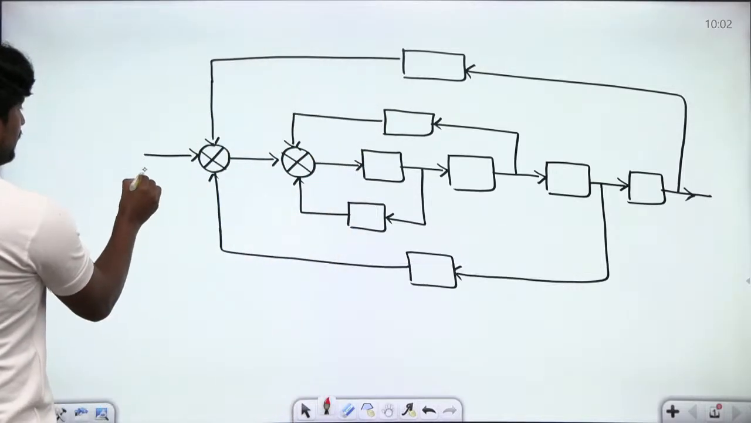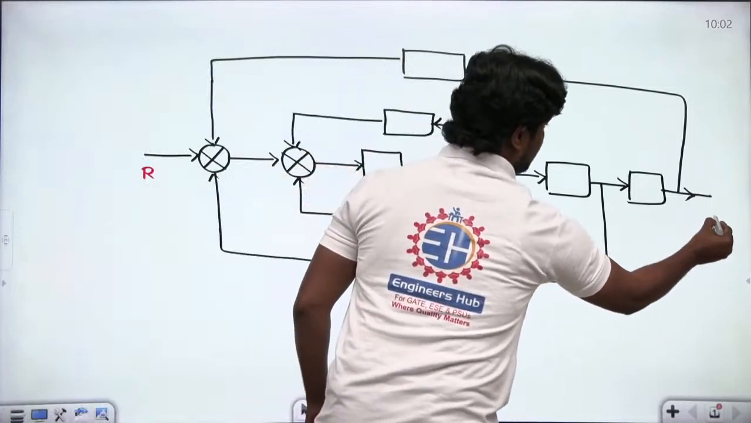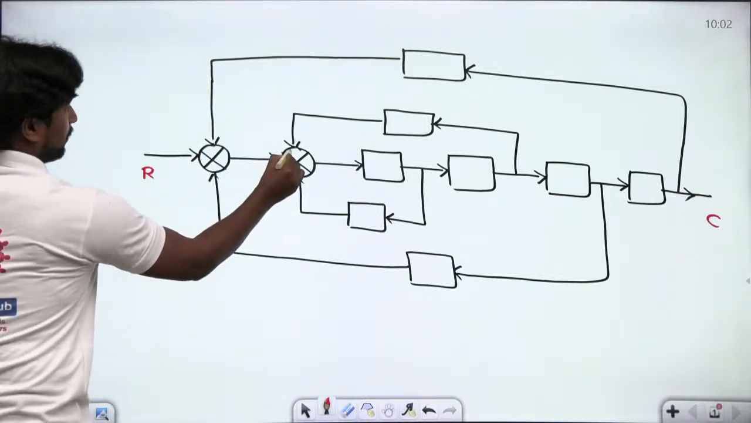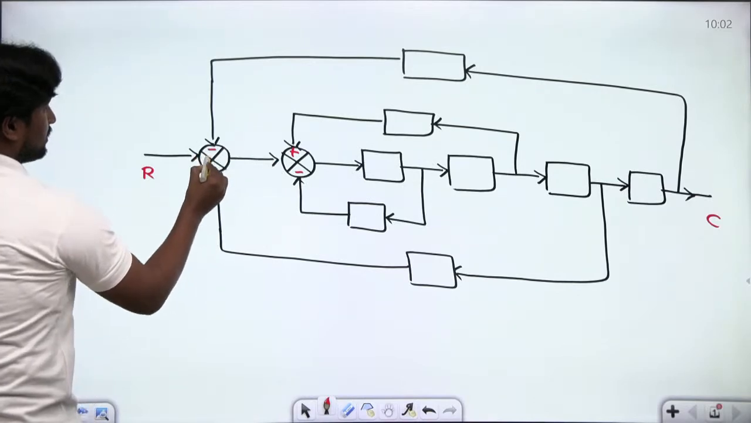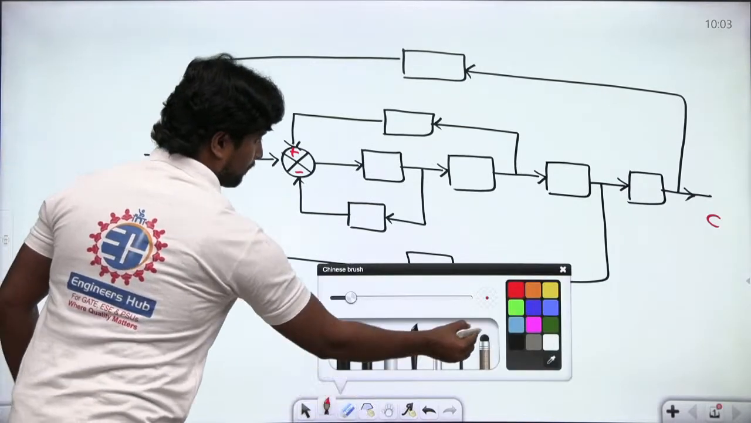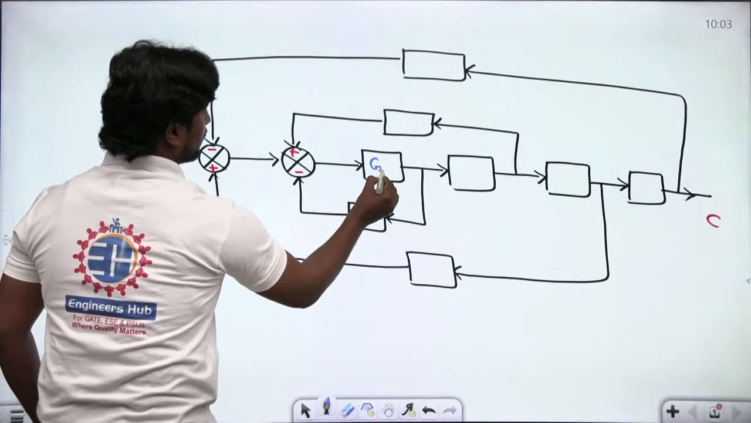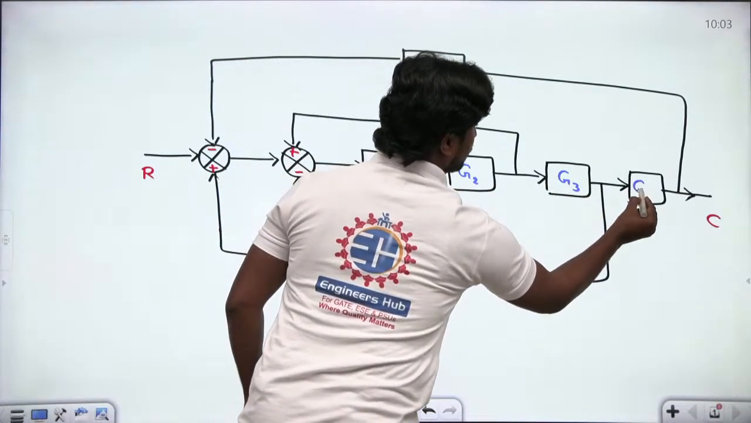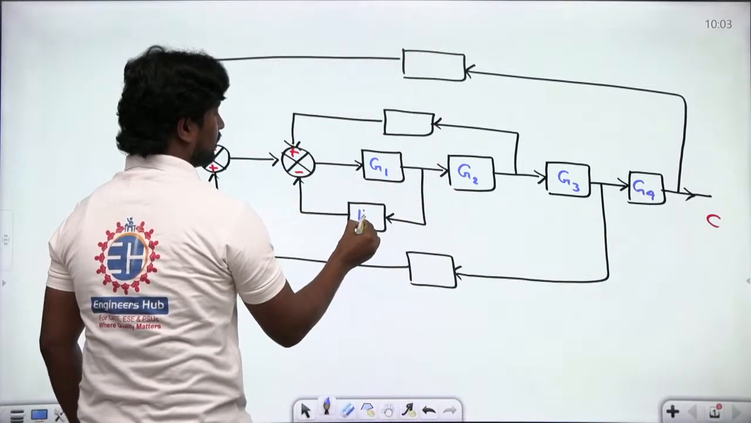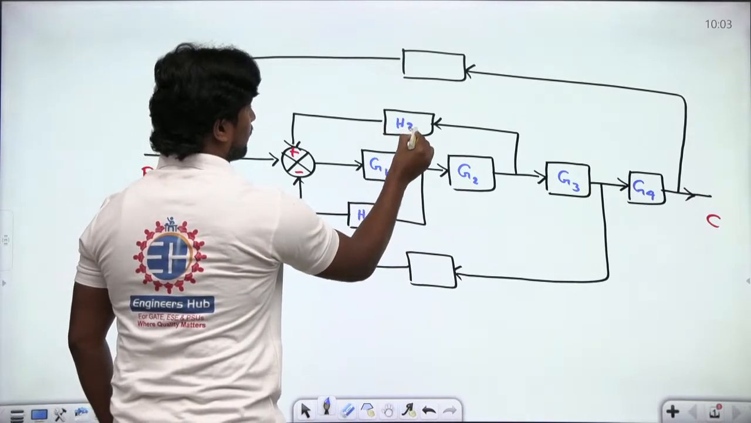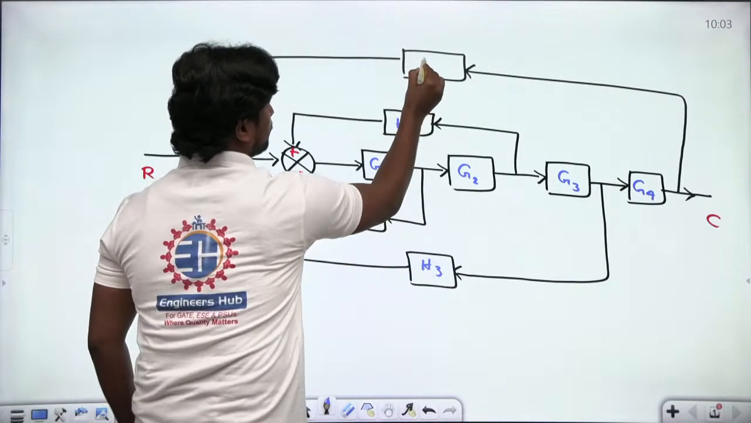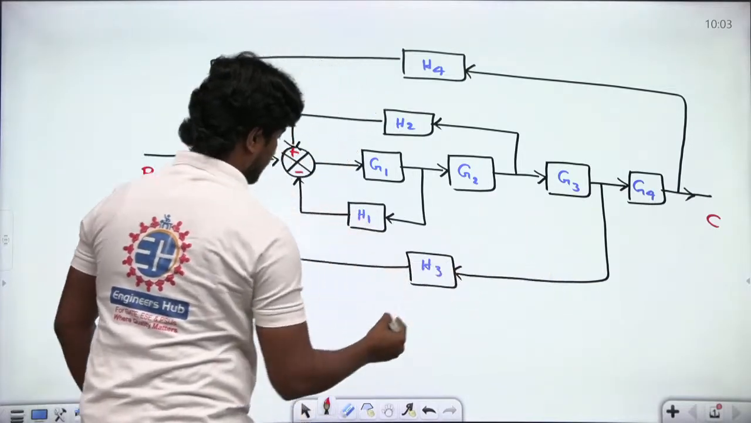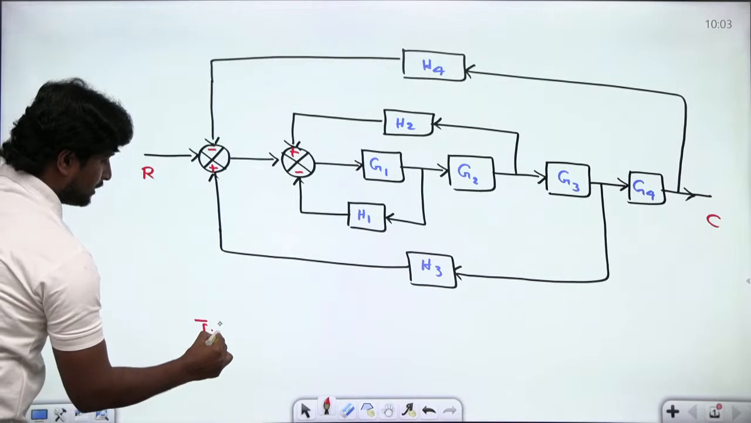So input is R and output is C. See once, it's a summing point, it's a plus and a minus, and a minus and a plus. So it's G1, G2, again G3 and G4, H1, H2, H3, H4. So the target is to find the transfer function C by R.